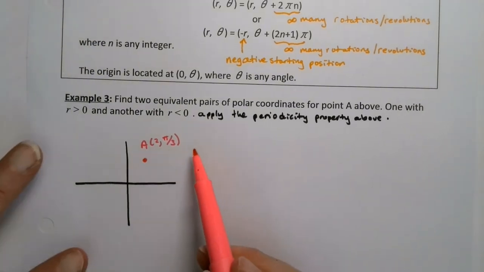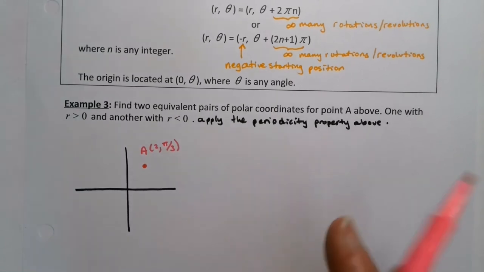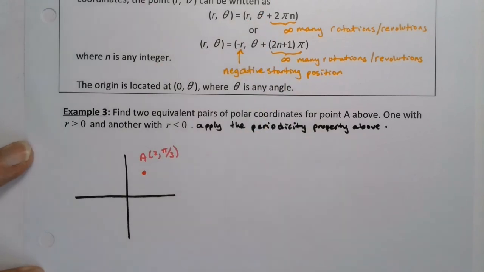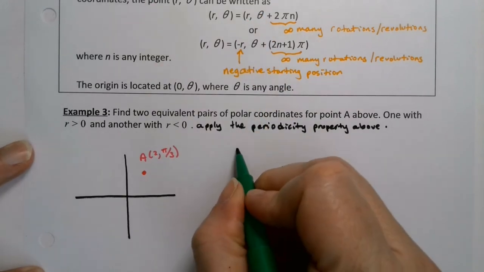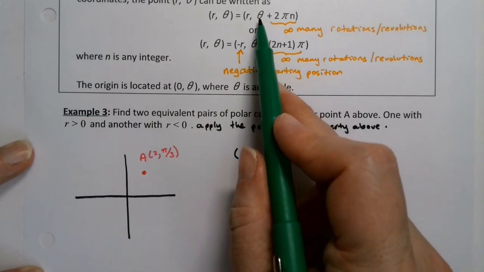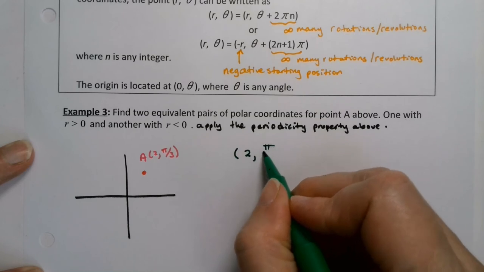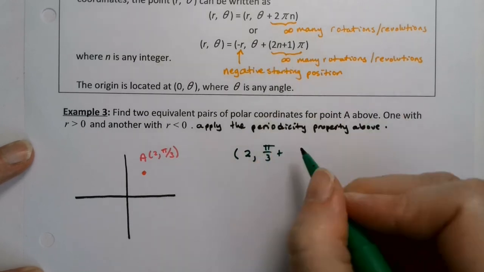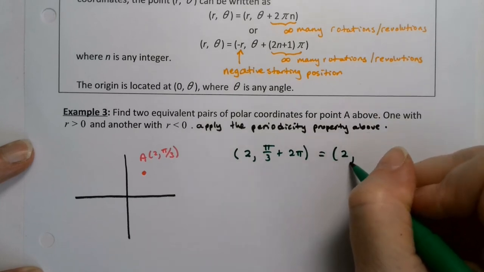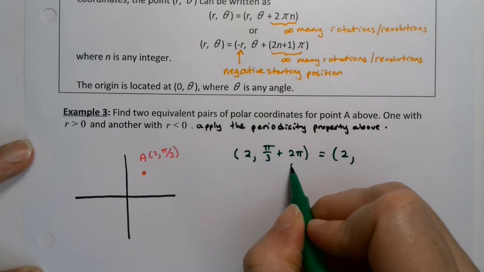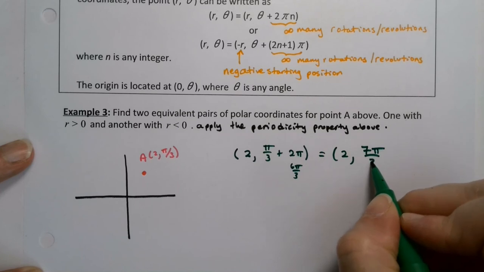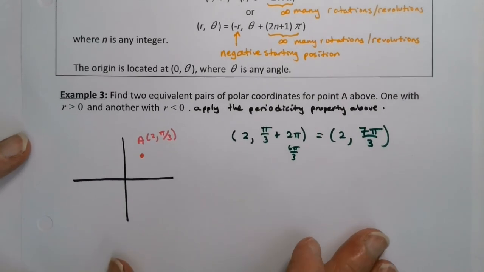So obviously 2 comma pi over 3, that's boring, right? So let's try keeping with the positive 2, using this periodicity property. So I'm going to stay with the positive 2. Then I want to take pi over 3, which was my angle theta, and add to it a 2 pi. That would be 2, and then this is 6 pi over 3, right? Because 6 over 3 makes 2. So that's 7 pi over 3.